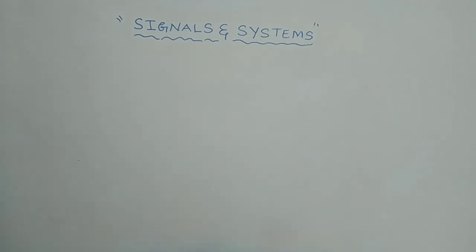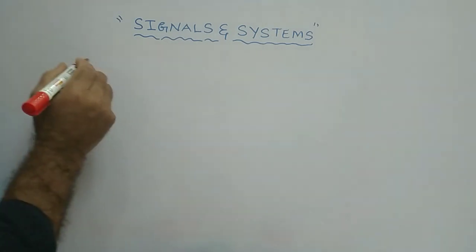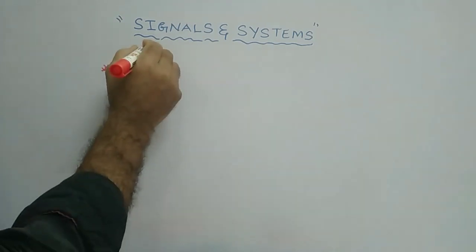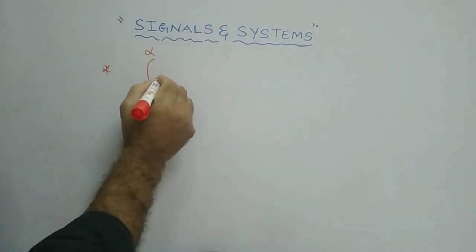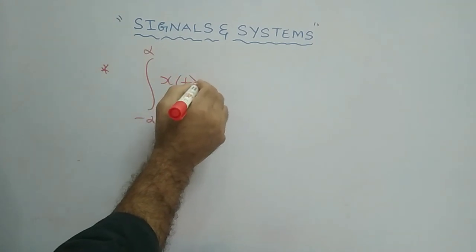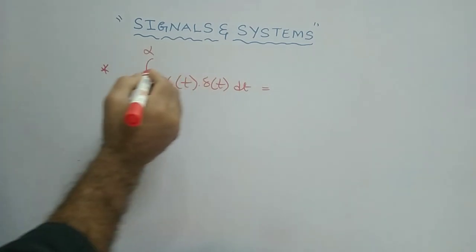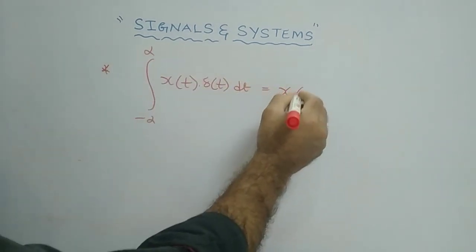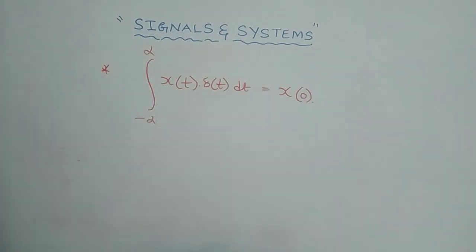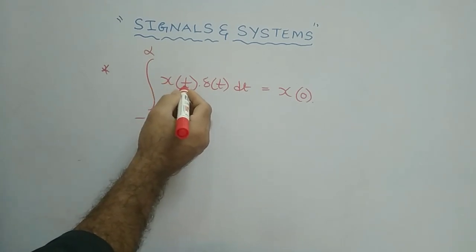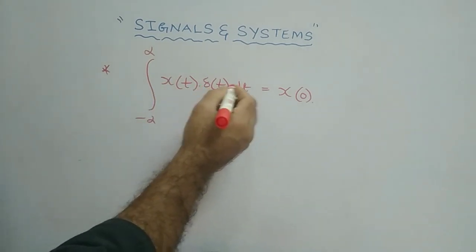So, this is another important property actually. The integral from minus infinity to plus infinity of x of t into delta of t dt is equal to, you will get x of 0. This is another important property of the unit impulse function or unit impulse signal: the integral from minus infinity to plus infinity of x of t times delta of t dt is equal to x of 0.